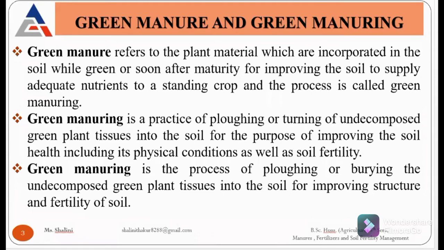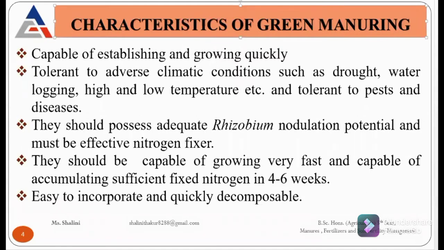First, it is tolerant to adverse climatic conditions, whether it is a drought condition, waterlogging, or high and low temperature. They are tolerant in these adverse climatic conditions, and they also tolerate pests and diseases. Third point is they can fix nitrogen with the help of a biofertilizer, that is rhizobium. Rhizobium is a symbiotic nitrogen bacteria which fixes the nitrogen present in our soil through root nodulation.